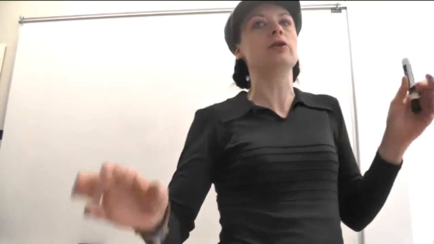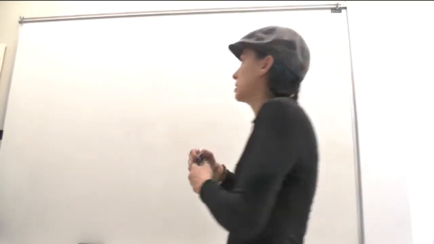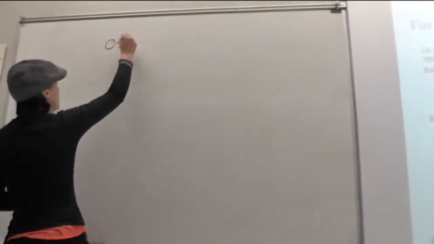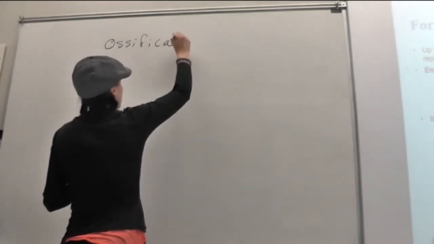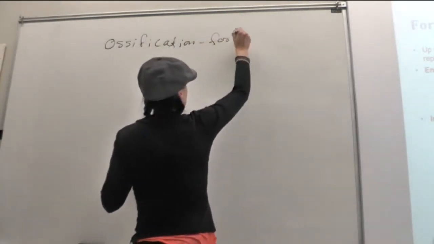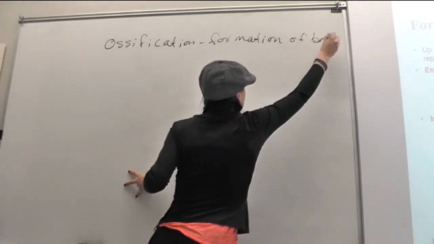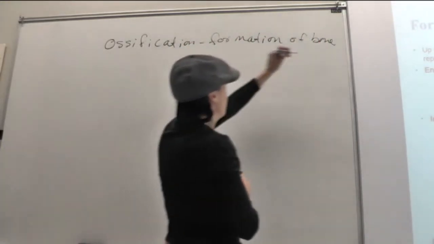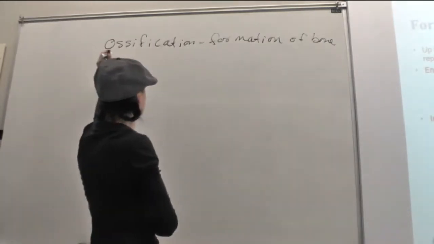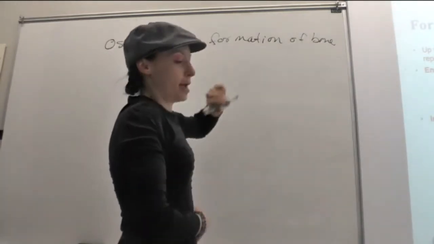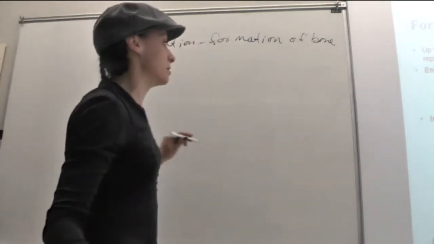So there are two types of ossification. Ossification is how we're going to ossify what was cartilage. Ossification is the formation of bone tissue. So we can think of ossification as the formation of bone. This is how bone is going to replace cartilage. And it's going to happen in two ways.